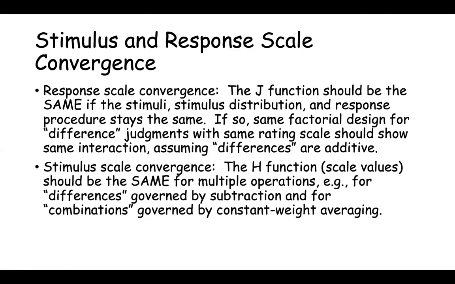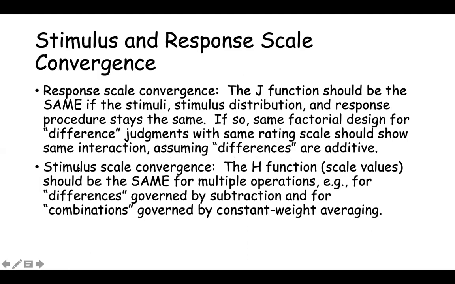And at least in the response scale convergence criterion, I stated it this way. The J function should be the same if the same stimuli, the same stimulus distribution, and the response procedure stays the same. And if that's the case, then if I use the same pairs of adjectives, the same factorial design of adjectives, and I have people judge differences between the adjectives. So how much more would you like somebody who's sincere than somebody who's phony? Or how much more should you like somebody who's sincere than somebody who's mean, or somebody who's unaccommodating or blunt or whatever? It should show the same interaction that I get if I have people judge combinations. How much would you like somebody who's sincere and malicious?